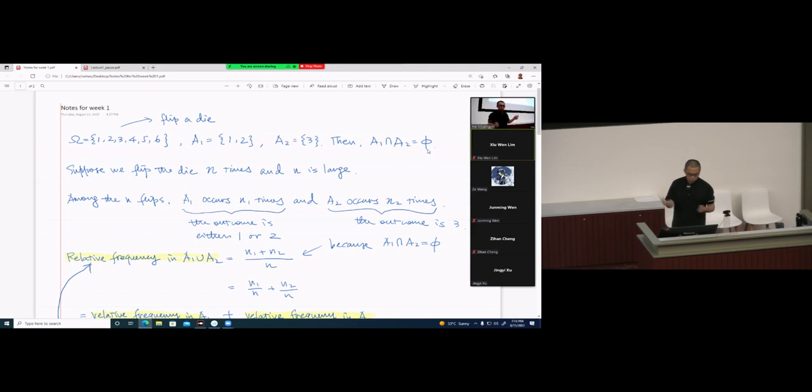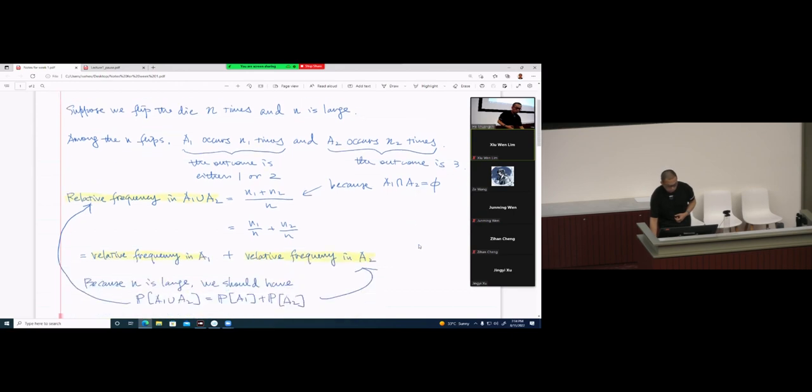Then, suppose that we flip a die n times, and this n is a large number, many, many times, right? Among the n flips, A1 occurs n1 times, and A2 occurs n2 times. So what does it mean? Occurrence means the outcome is in A1, or the outcome is in A2, right? The outcome is in A1 means the outcome is either 1 or 2. The outcome is in A2 means the outcome is 3, right?